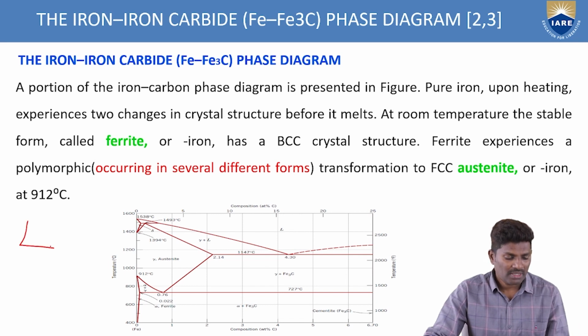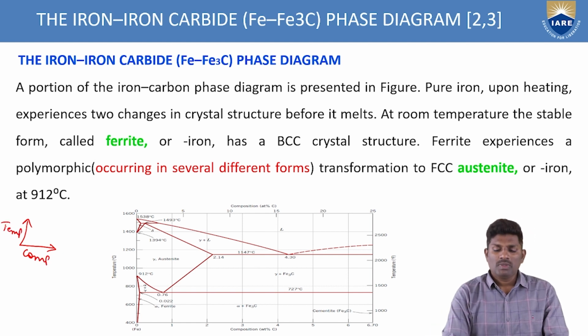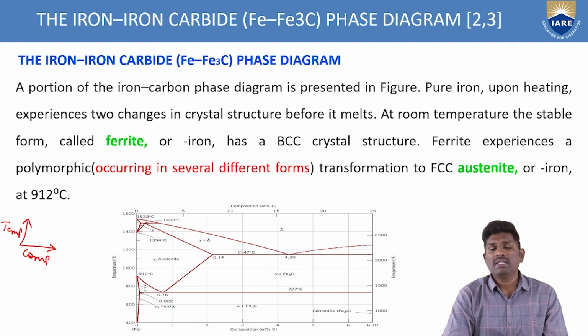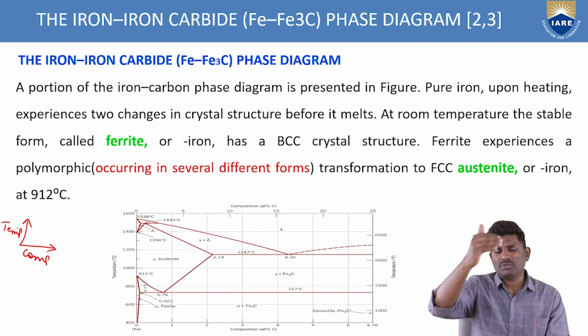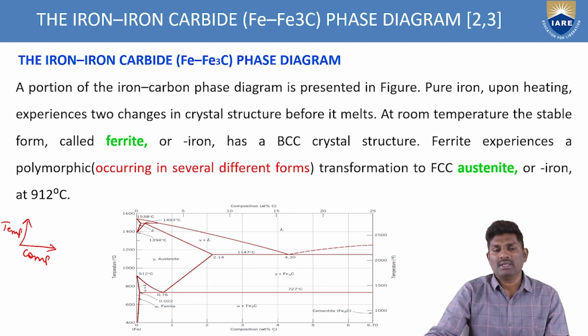The same thing we are taking, x-axis composition and y-axis temperature. Okay, so the pure iron upon heating experiences two phase changes in this case. In the previous examples, whatever we have taken, if you heat slowly, what is happening? This metal is getting melted and reaches some temperature. Again, it falls down to the other solidifications. But in this case, which has a single crystal structure during the heating process.